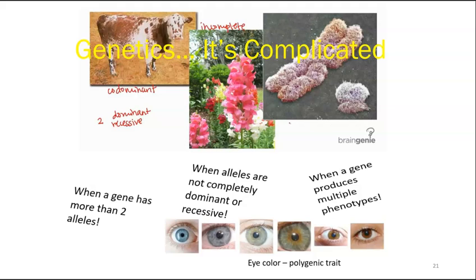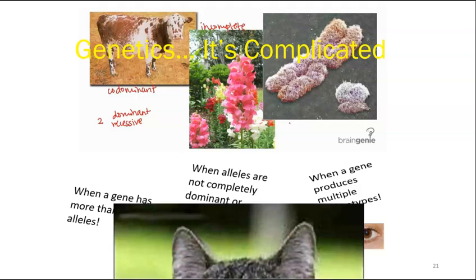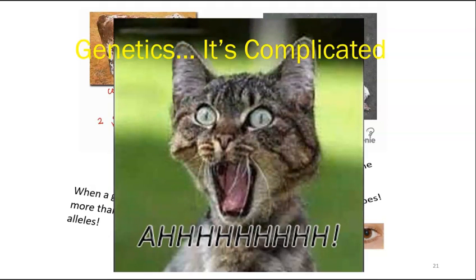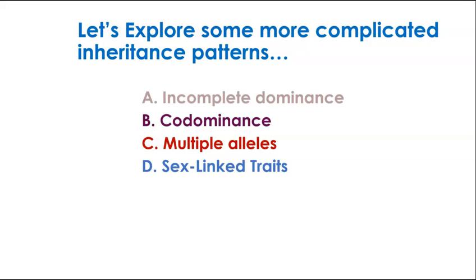We know that genetics is complicated. There are instances when a gene can have more than 2 alleles, when alleles are not completely dominant or recessive, or maybe even when a gene produces multiple phenotypes. We'll go over some of these complicated cases in the next few slides. So yes, genetics is complicated. Let's explore some more complicated inheritance patterns.